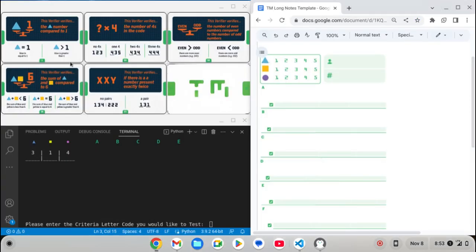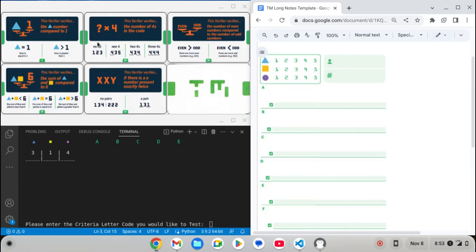So in the grid above, we've got our 5 criteria cards. On the top row, we've got criteria card A, criteria card B, and criteria card C. On the bottom row, we've got criteria card D, and finally criteria card E. So criteria card A takes a look at our first digit, the triangle digit, and compares it to the number 1. So should the value of triangle be equal to 1, or should the value of triangle be greater than 1?